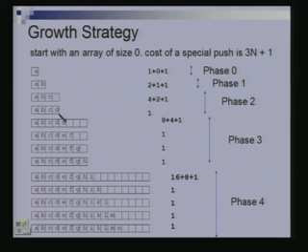Then I have space for one more. So, this is a regular push, pushing of D. When I am trying to push the fifth element, I will double the size of the array again. So, I create an array of size 8, copy these elements, and then I push the fifth element, and so on and on.